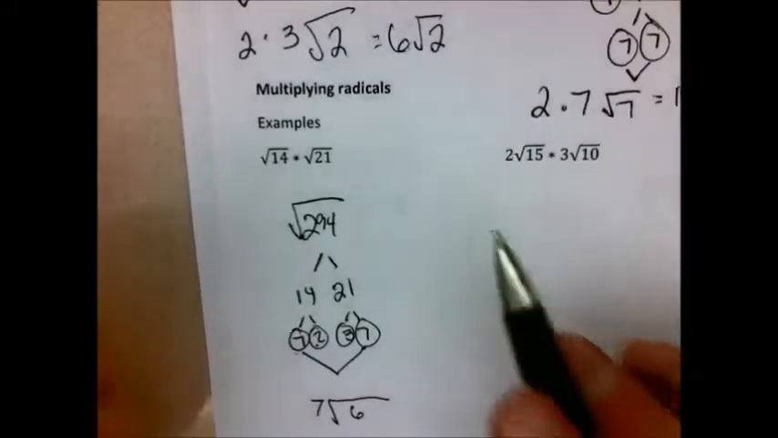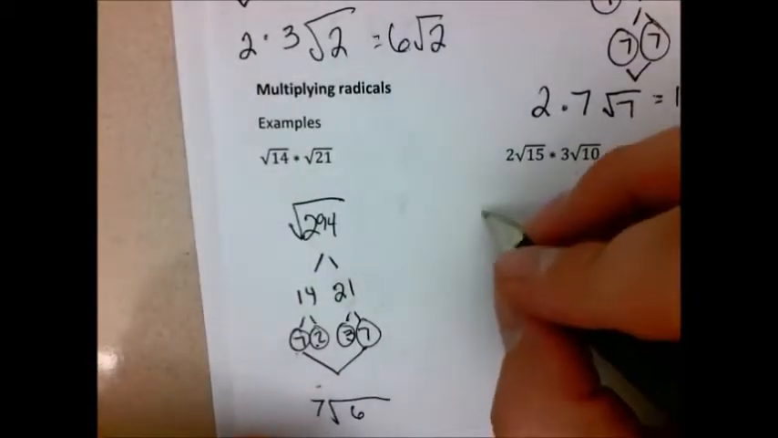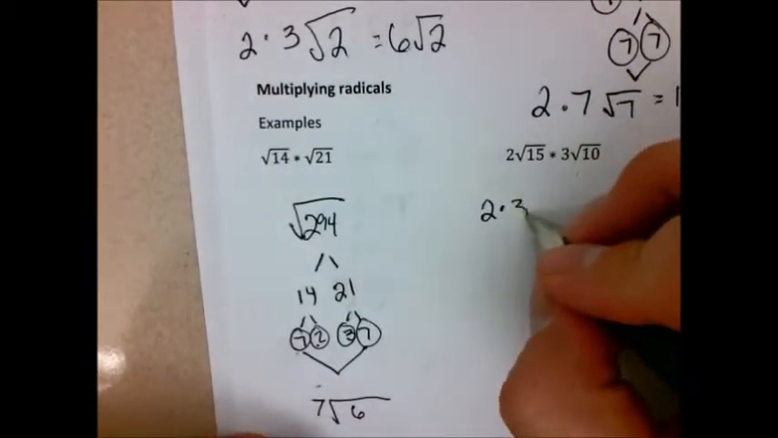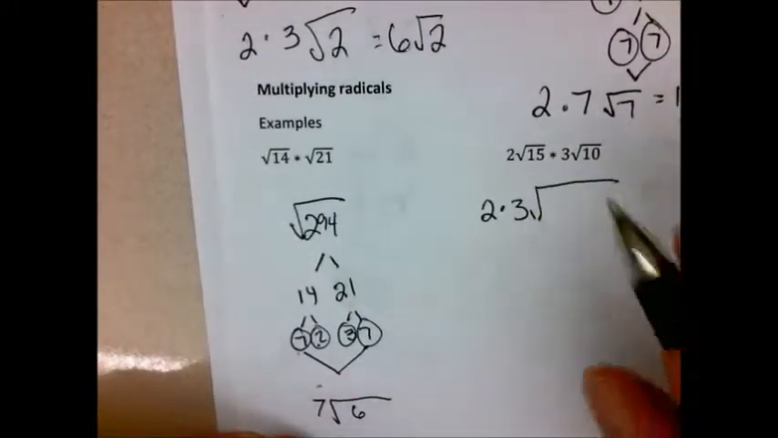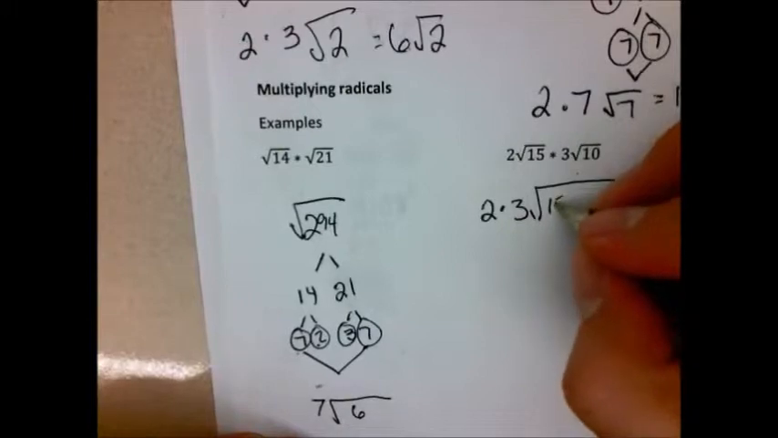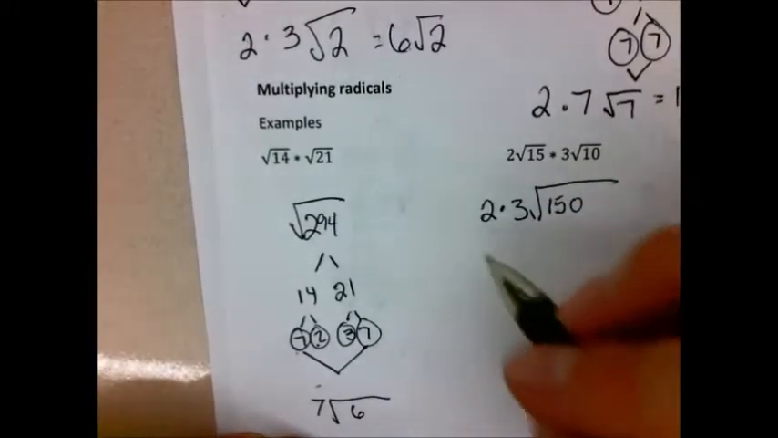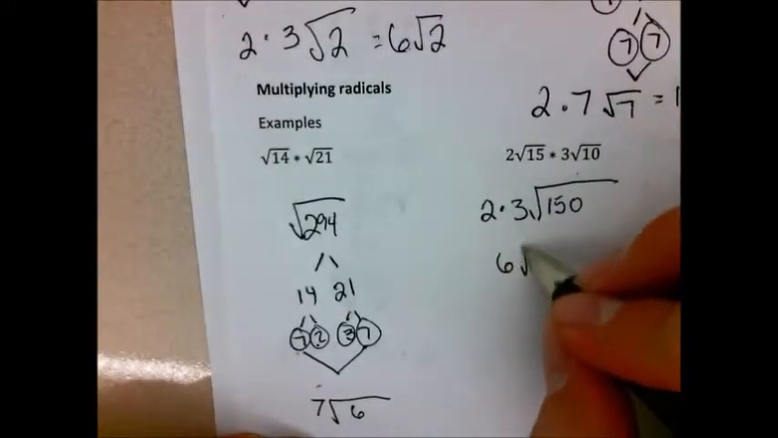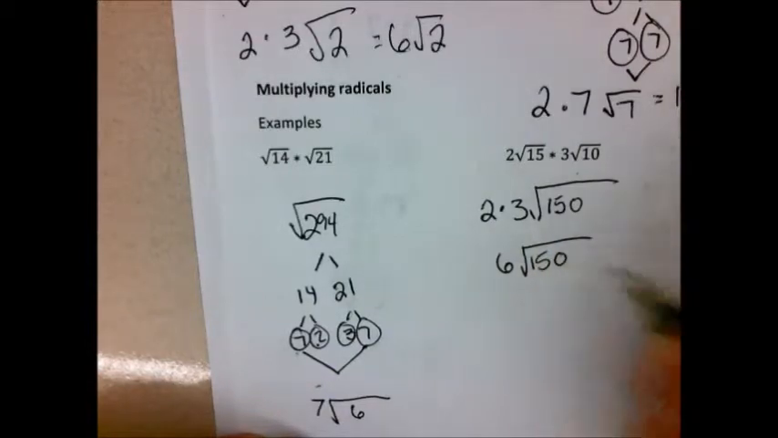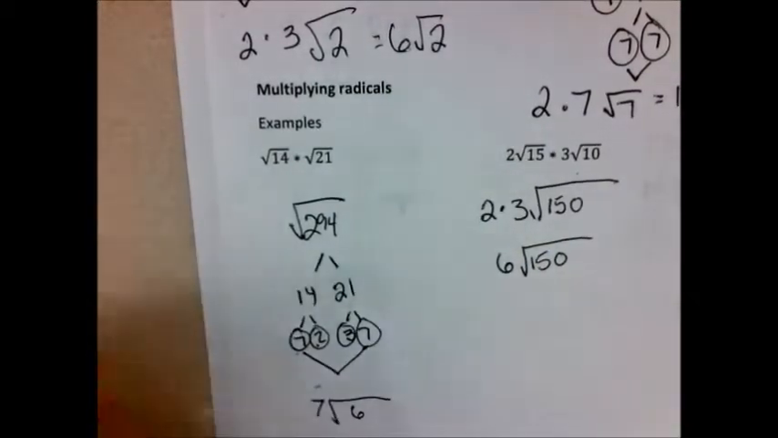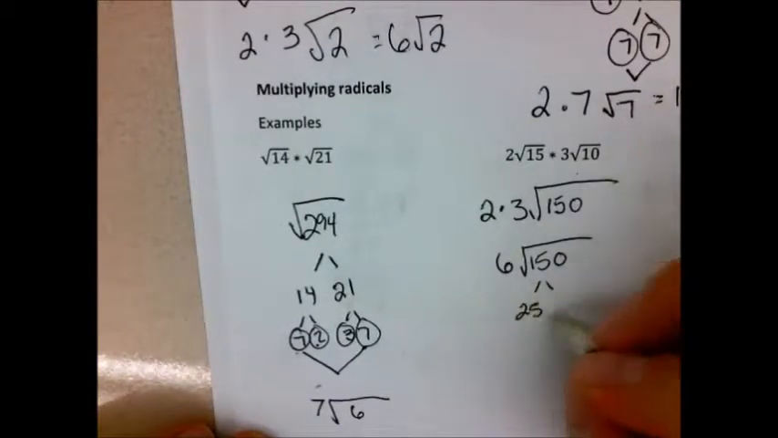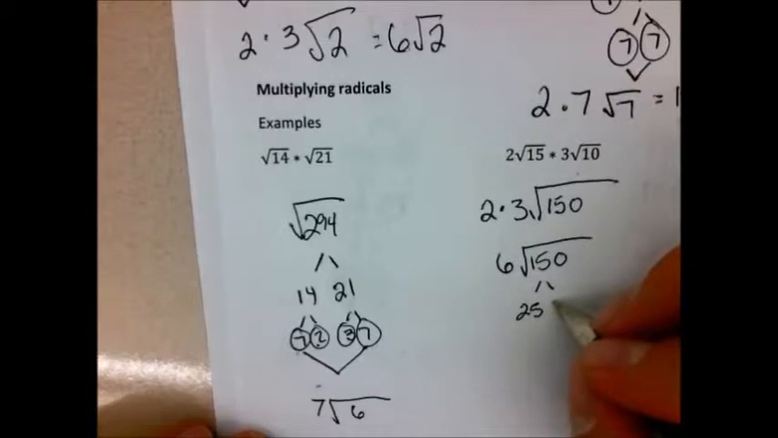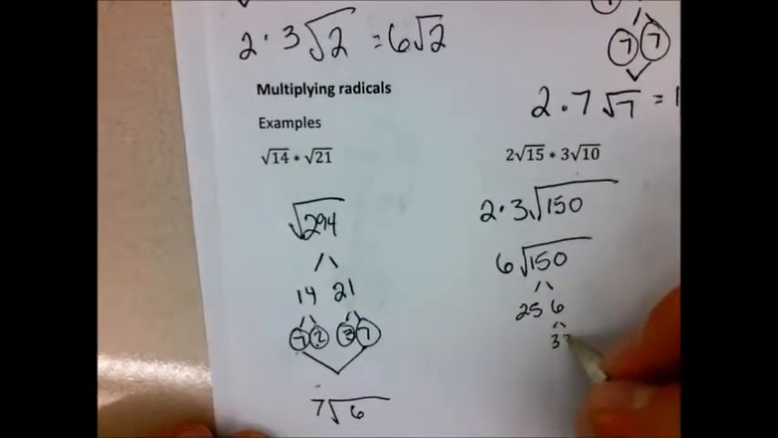The next one, we've got 2 times 3, so we're going to multiply the outside together, 2 times 3. And then we're going to multiply the inside together, which is 15 times 10. That gives us 150 on the inside. And we multiply this, it becomes 6 square root 150. Let's break this down. Let's do this into 25 and 6. 6 breaks down to 3 and 2.